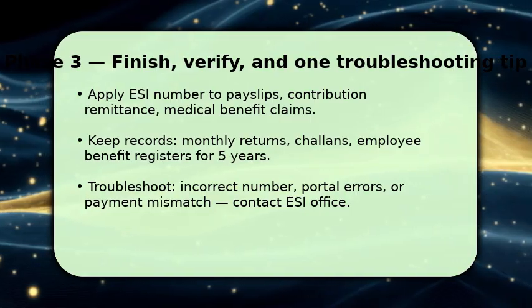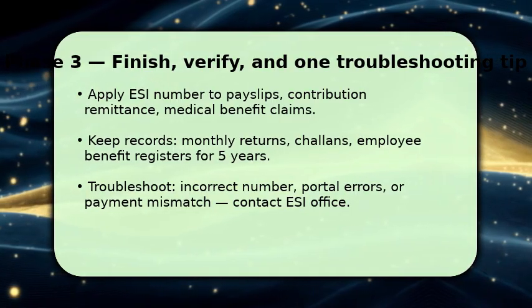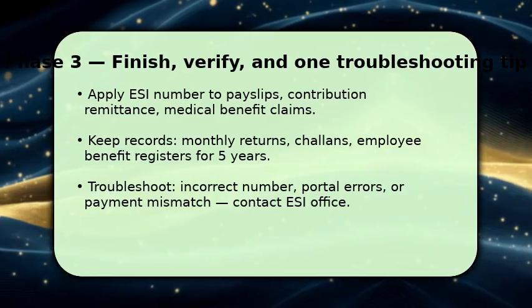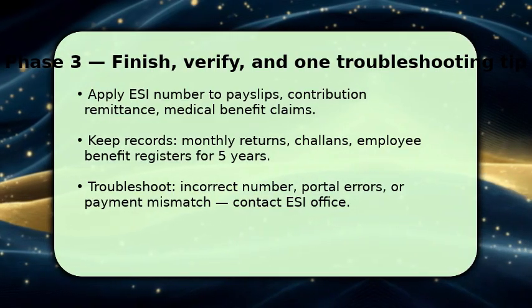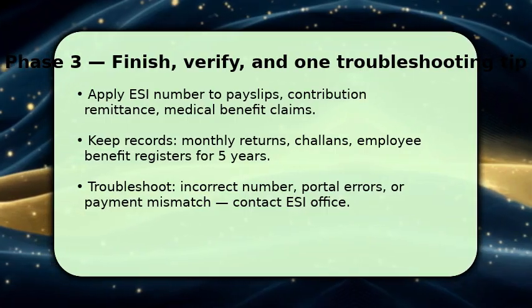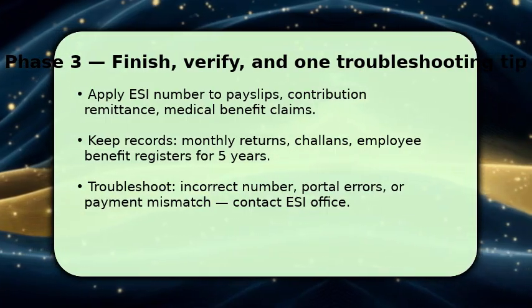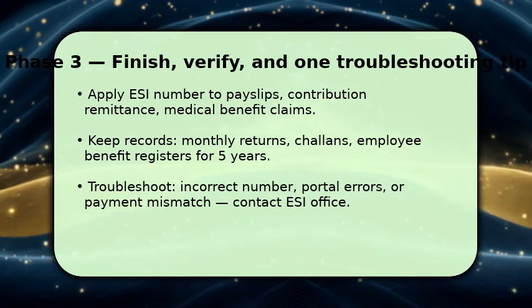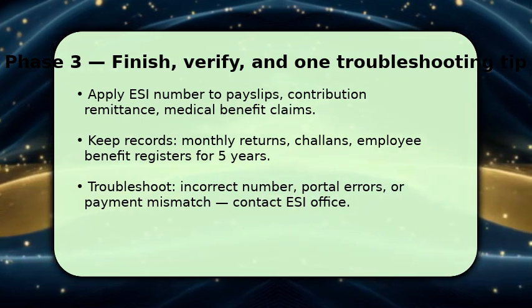Keep precise records, as inspections may require 5 years of returns and payment proofs. If the number is incorrect or portal shows mismatch, first reconcile bank challans and return entries. Then escalate with the ESI help desk or local office, providing screenshots and transaction ID for faster resolution.